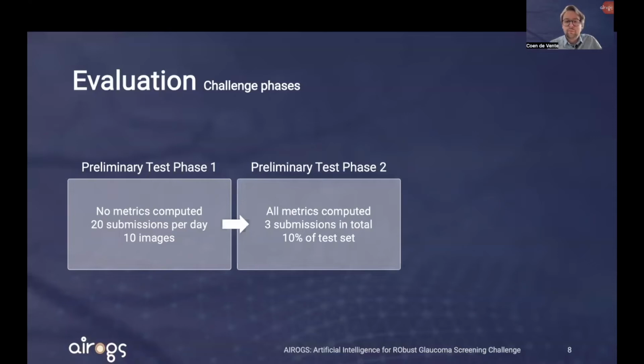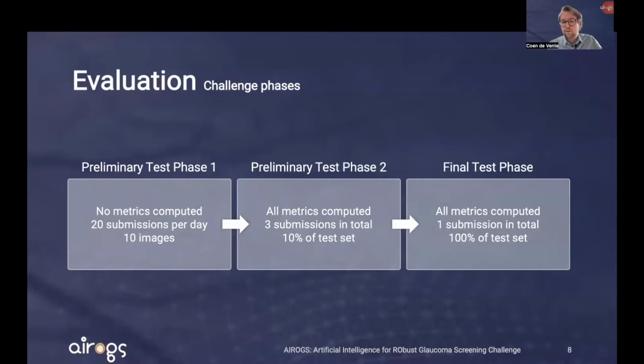Then there was the second preliminary test set, to which only 3 submissions were allowed. Since it already contained ungradable data, it consisted of 10% of the test sets, and it also computed all of the metrics. And then there was a final test phase, which consisted of 100% of the test sets. All metrics were computed on it, and only 1 submission in total was allowed.